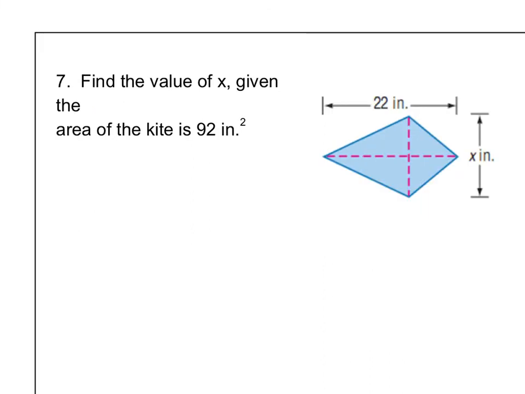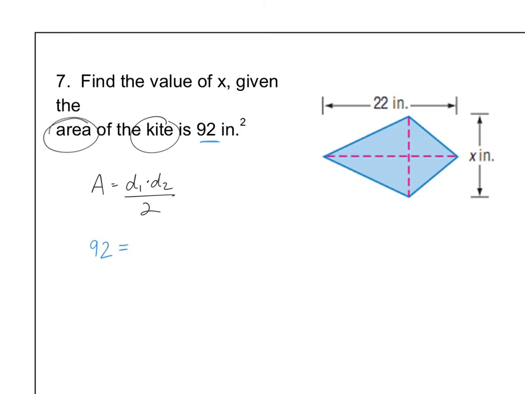I like this one. It says find the value of x given the area of the kite is 92. So some keywords here: area, kite. My formula is diagonal 1 times diagonal 2 divided by 2. Let's plug in what we know. Well, we know the area. The area is 92, so that's going to go in for the A.